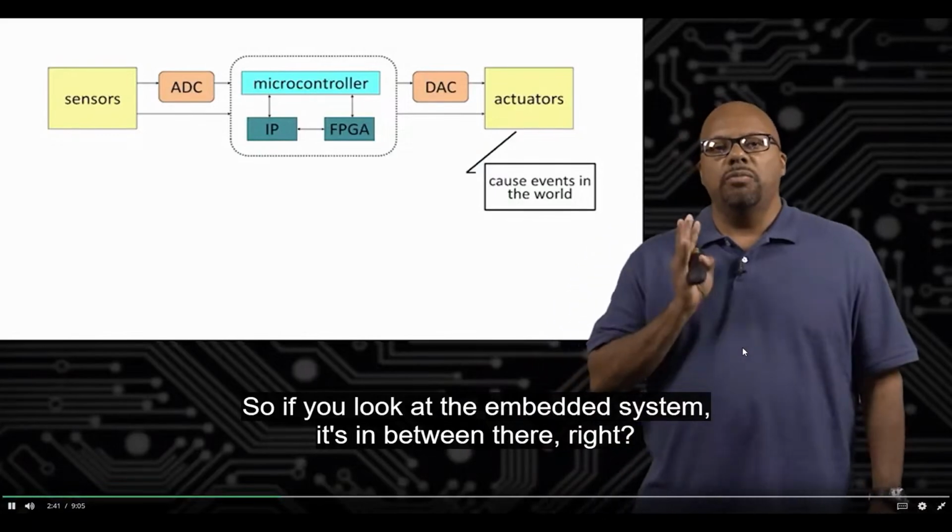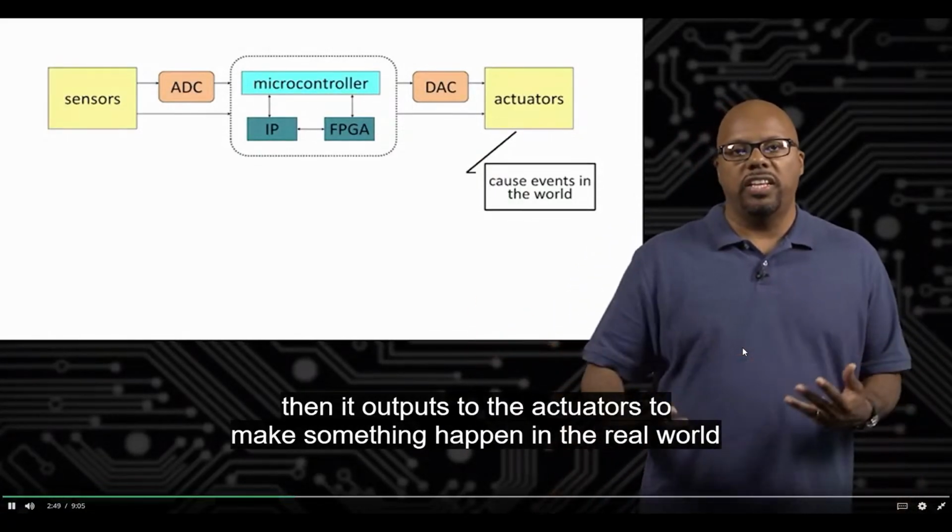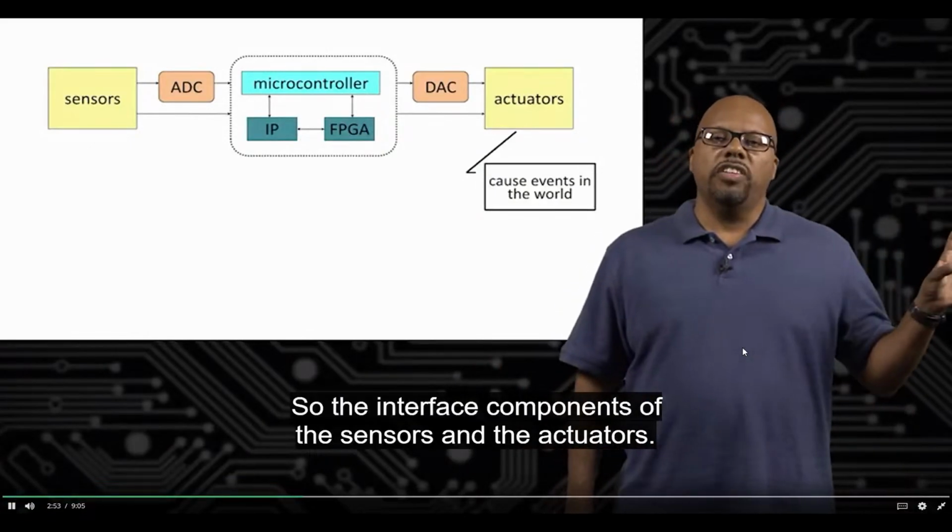If you look at the embedded system, it's in between there, right? It receives data from the sensors. It does something with the data, and then it outputs to the actuators to make something happen in the real world as a result of the data that it received. So those are the interface components, the sensors and the actuators.